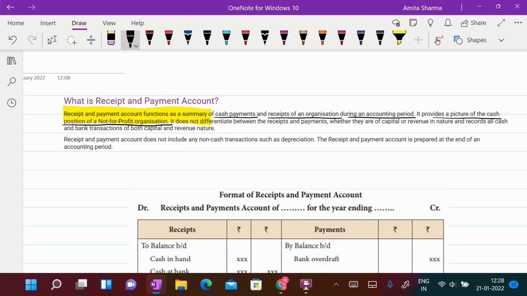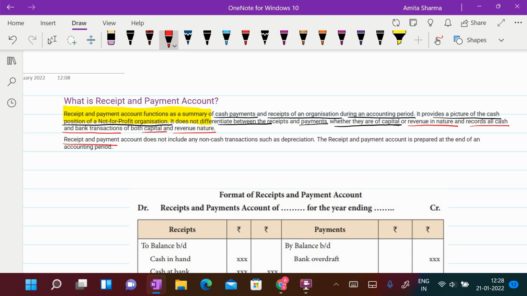It does not differentiate between receipts and payments, students, whether they are of capital nature or revenue nature, and records all cash and bank transactions of both capital and revenue nature. This is one of the most important points. This account doesn't differentiate whether a transaction is of revenue or capital nature. It records both revenue and capital receipts and revenue and capital payments.